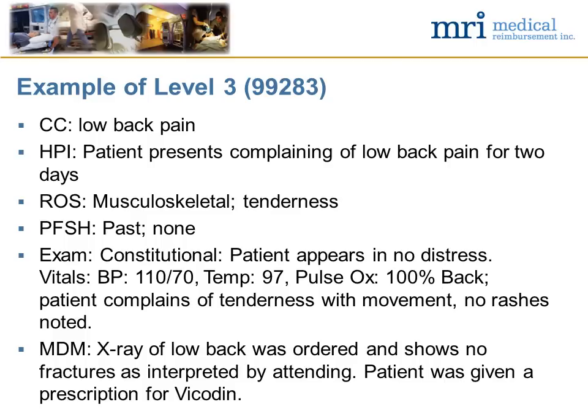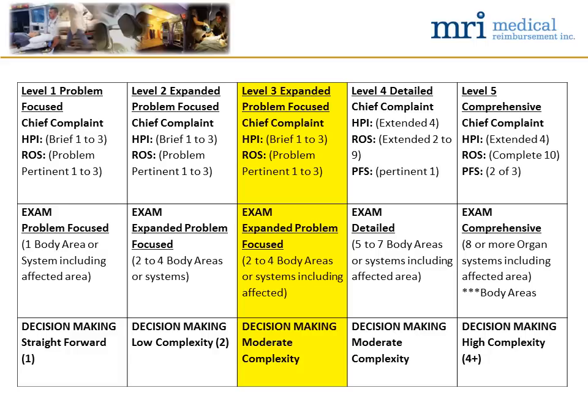Example of a level 3 chart. We have an expanded problem-focused HPI because we have a brief HPI, we have a problem-pertinent review of systems, and we have 1 past family social history. In the exam, we have an expanded problem-focused exam, and we have a moderate complexity medical decision making. So with all of those, we have 3 of the 3 requirements for a level 3.